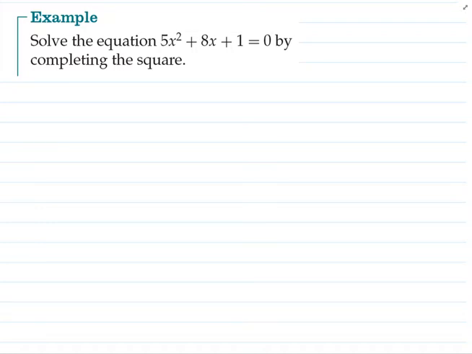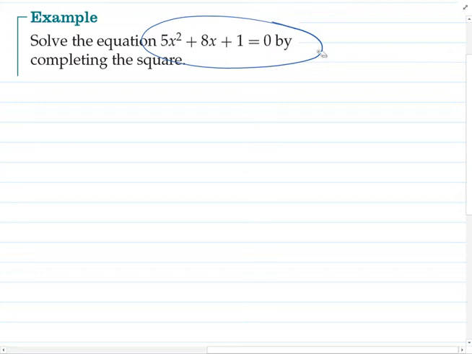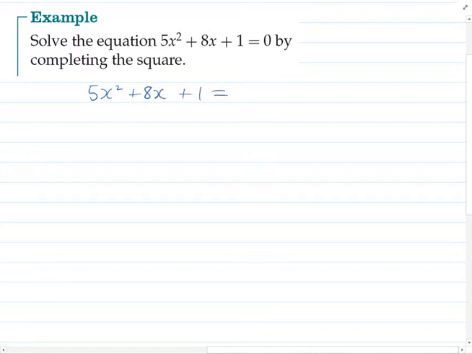Okay, Year 9s, here's our last video on completing the square, and as you can see here again we've got a relatively nasty quadratic that clearly can't be factorised. So let's start by copying out the question. 5x squared plus 8x plus 1 equals 0.